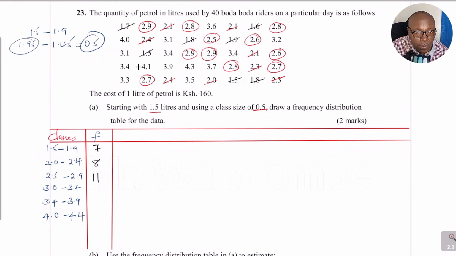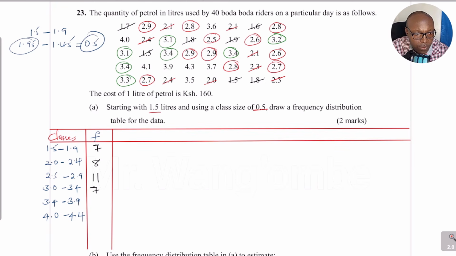Then 3.0 to 3.4. You have 1, 2, 3, 4, 5, 6, 7. Let me see. 3.0 to 3.4. 1, 2, 3, 4, 5. Oh, this one that I've included there, 3.5, is not supposed to be there. So 1, 2, 3, 4, 5, 6, 7. There are 7. Indeed, there are 7.